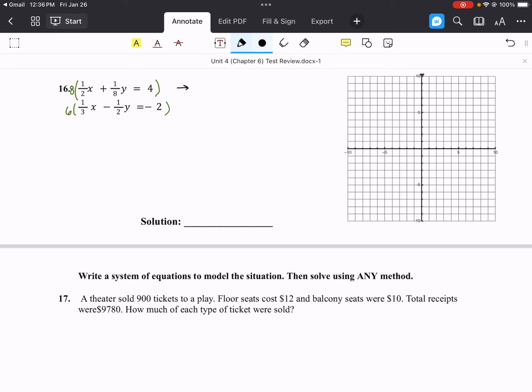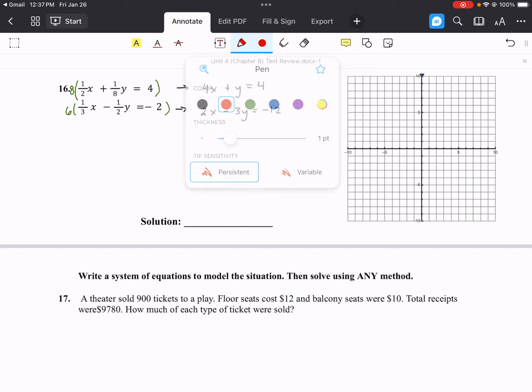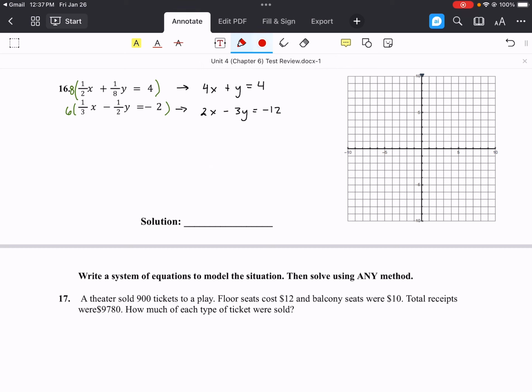So that's going to change our equations. We're going to end up with 4x plus y equals 4. And then here we've got 2x minus 3y equals negative 12. Now that we've got this newly arranged problem, we can decide how we want to solve this. Well, the first equation, if we move the 4x over, we can solve using substitution. So if you rewrite the first equation as y equals negative 4x plus 4, you could use substitution by taking what y equals and plugging it in for y here. That's one option.